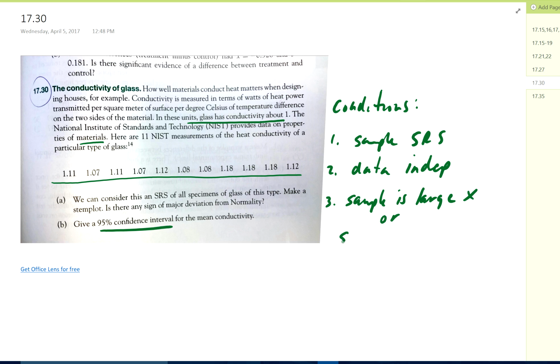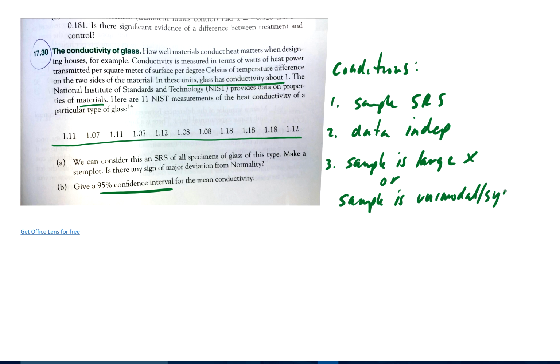Or the sample is, we say, unimodal and symmetric. Another way of saying unimodal and symmetric is we say nearly normal. And that's what they're asking: is there a sign of deviation from normality for our sample? Because if our sample is nearly normal, then the population is nearly normal, then the sampling distribution is nearly normal. Does that make sense?